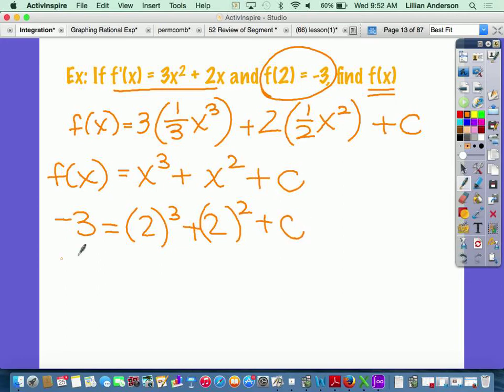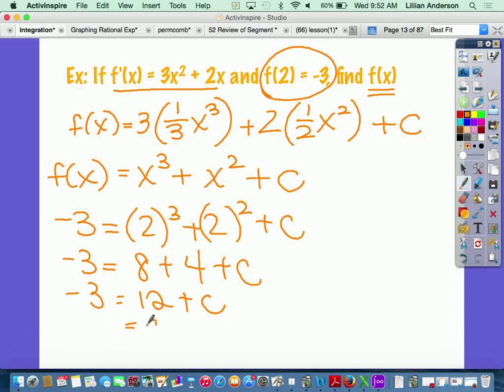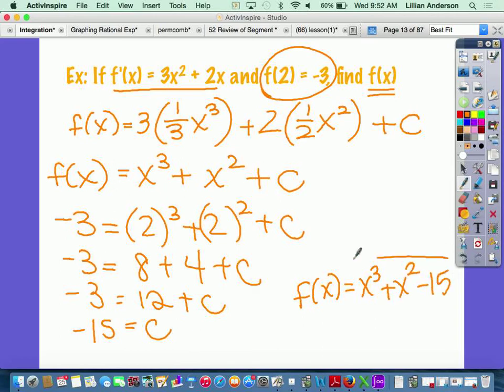And then I solve. Negative 3 equals 2 cubed plus 2 squared. 8 plus 4 is? So C is negative 15. So my equation for my original function is f of x equals x cubed plus x squared minus 15.